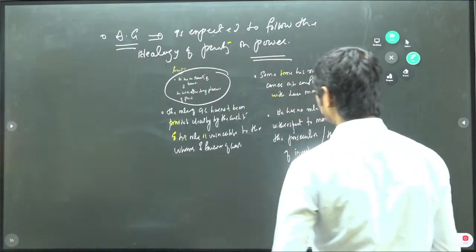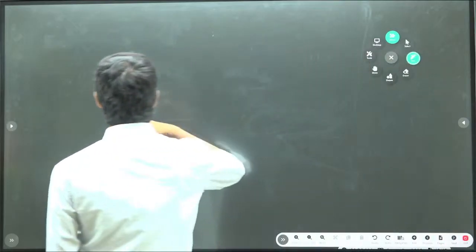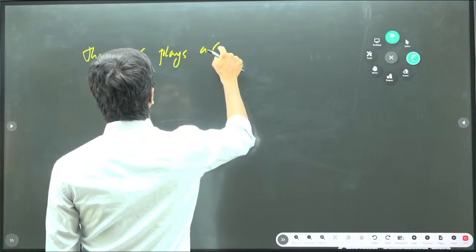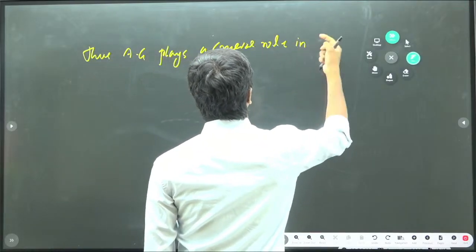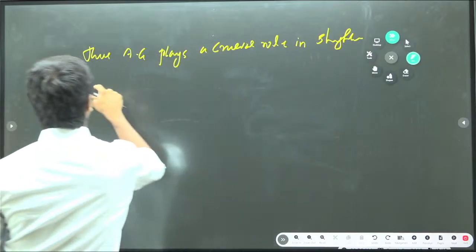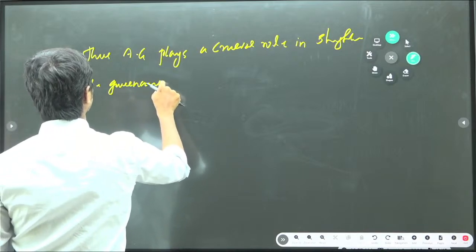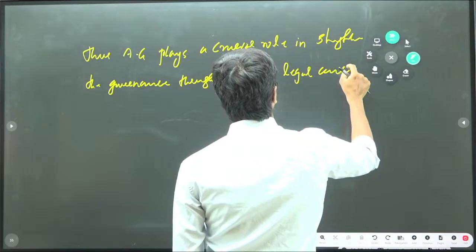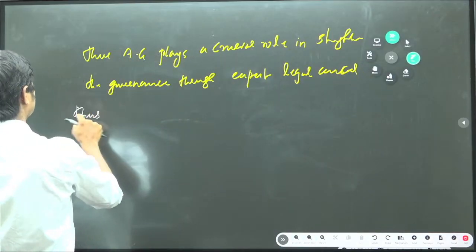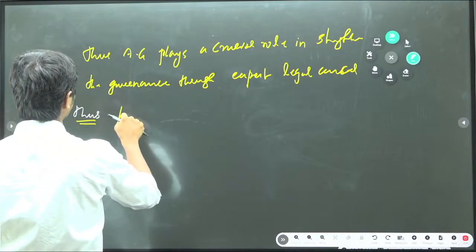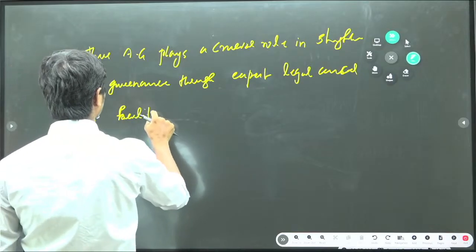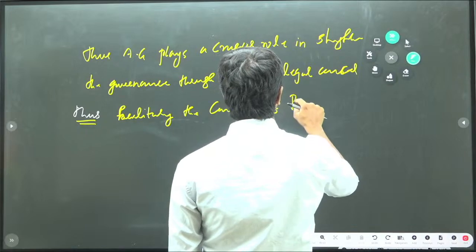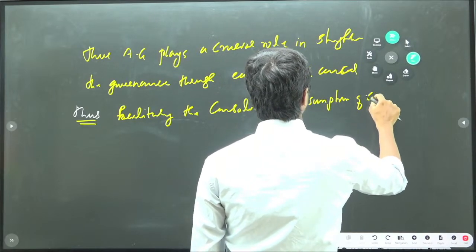Then in the conclusion, you need to write the points and summarize. Thus, the Attorney General plays a crucial role in strengthening the governance through his expert legal counsel, thus facilitating the consolidation of the presumption of constitutionality.